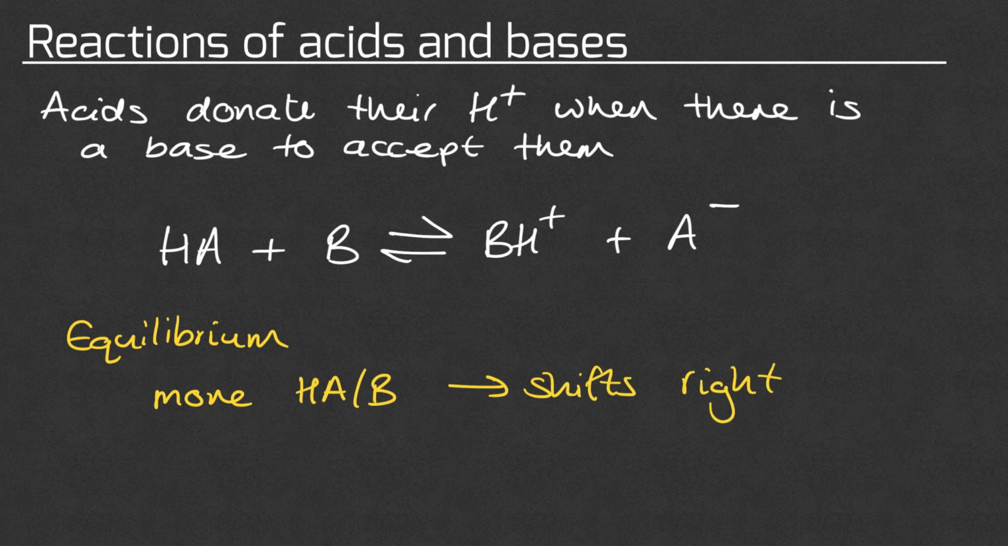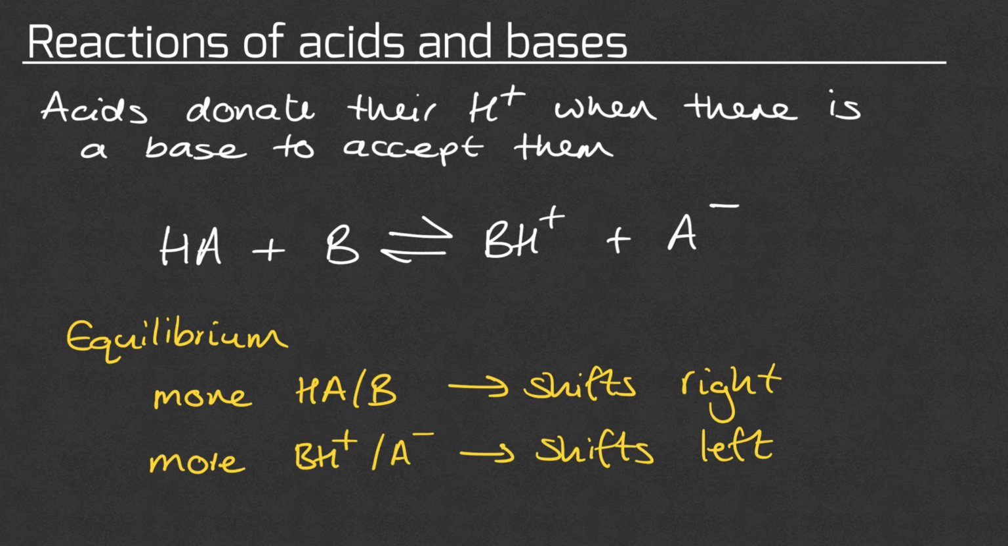This reaction is in equilibrium, so it's worth noting that if we add more of the acid or the base, the HA or the B, the equilibrium will shift to the right to counteract that change. Likewise, if we add any more of the BH+ or the A-, this would cause the equilibrium to shift to the left to counteract that change.